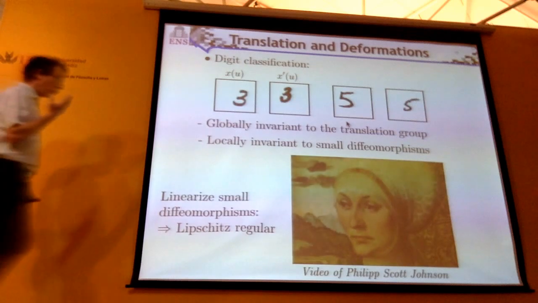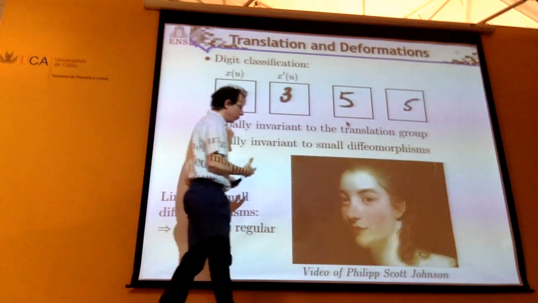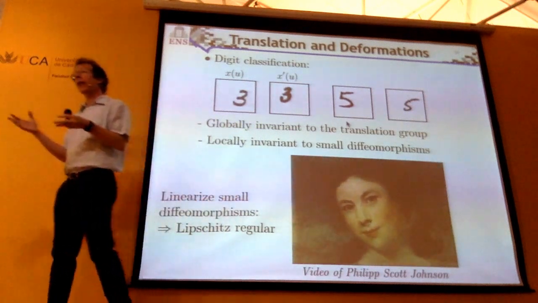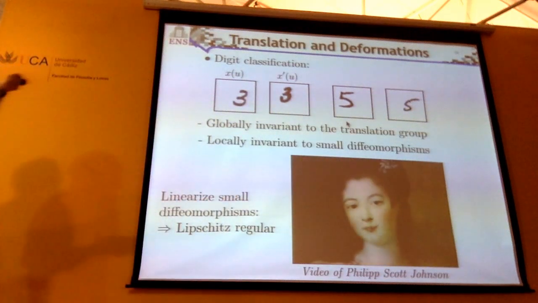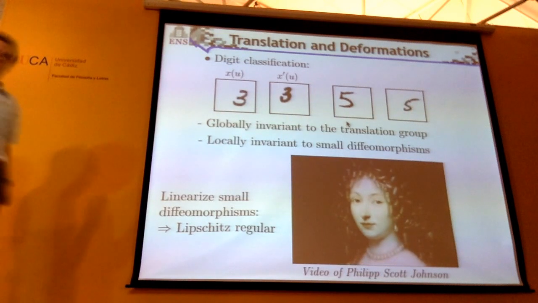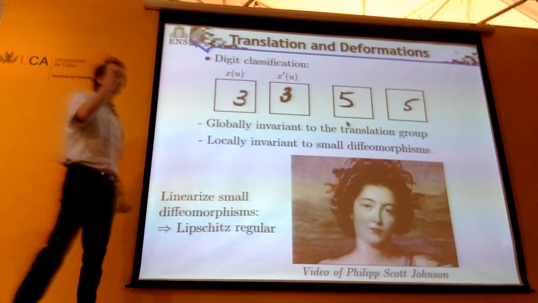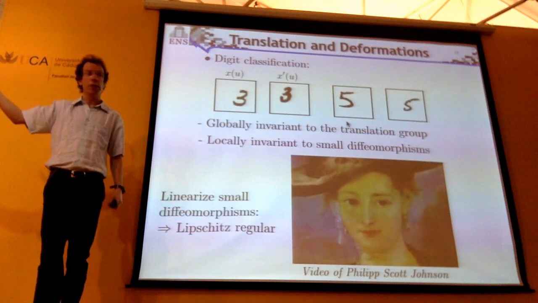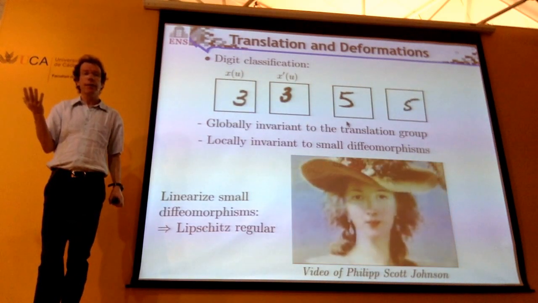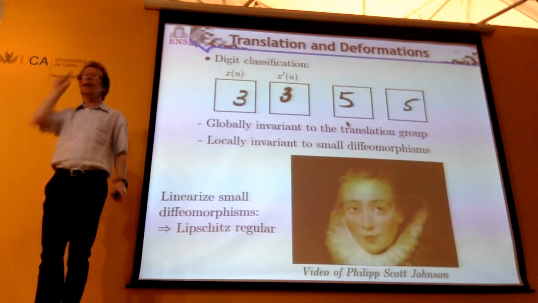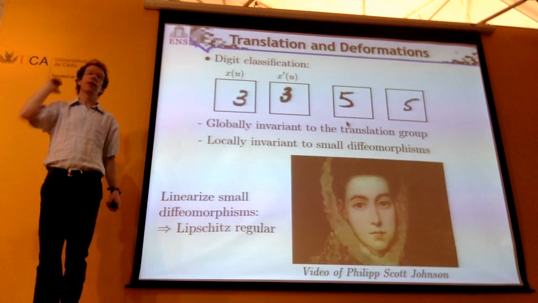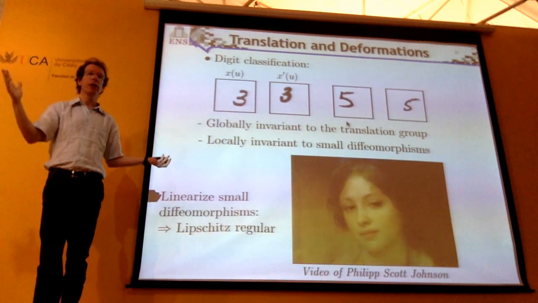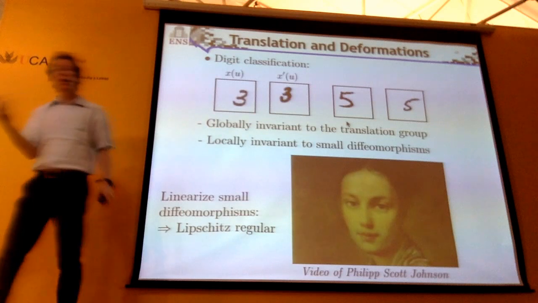So what we're going to try to do is to take these diffeomorphisms and try to make a change of variable that is going to linearize them locally, so that local small diffeomorphisms are going to behave almost as a linear operator in our change of variable space. If you can do that, then you can kill the diffeomorphisms that do not put you in a different class by a simple linear projection.